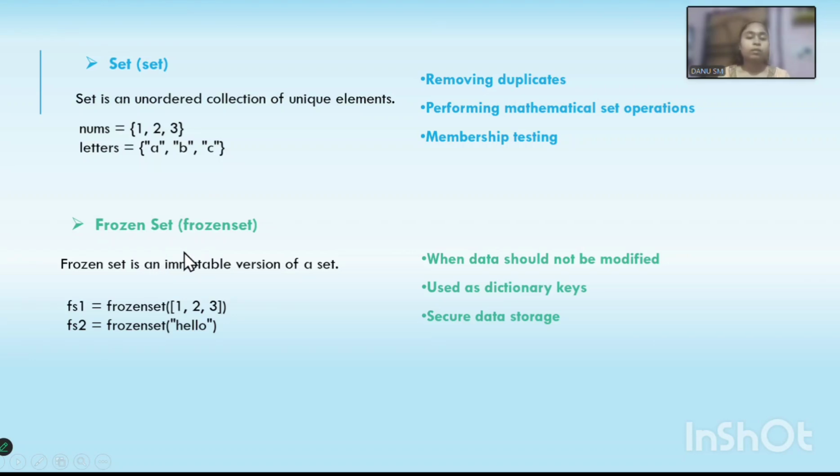And frozen set. In a set we can change the values, but in a frozen set we cannot change the values. Frozen set is an immutable version of a set. For this we use the keyword frozenset for defining. These are the examples. Frozen set is used when data should not be modified, used as dictionary keys, and for secure data storage.